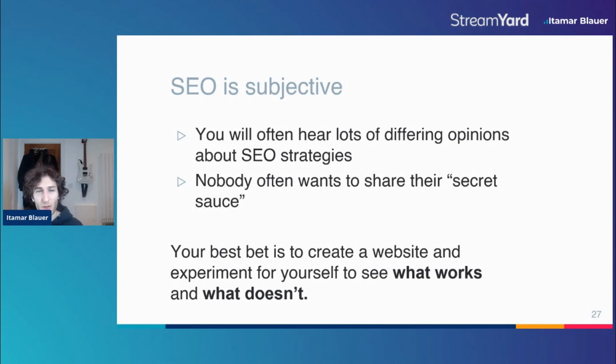And it's important to remember that SEO is subjective. So you'll hear different people telling you different things. And often people don't want to share their secret sauce because they want to keep it to themselves, because these are formulas that they've tried and tested that have worked for them over many years. So the best thing that you can do is create a website and start to experiment for yourself and try different things out. And then you'll see what works and what doesn't in terms of SEO.